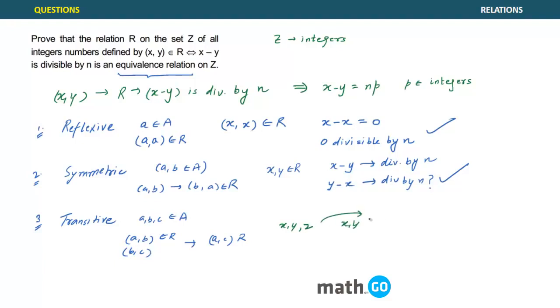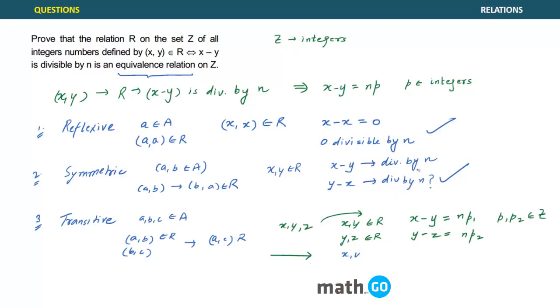Say x and y belong to the relation, so x minus y is divisible by n, so I can say n times p1. Say y comma z belongs to R, so y minus z is divisible by n, and let me call this n times p2, and I know that p1 and p2 themselves belong to the set of integers, right? And then the third thing that you want to prove is whether x comma z is in the relation or not.